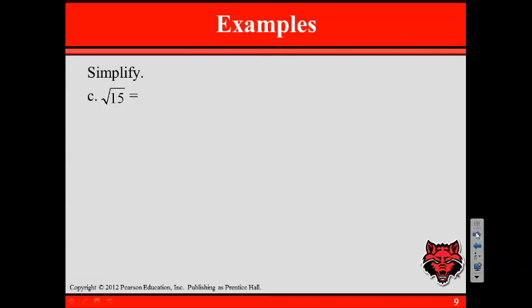Let's now try to simplify the square root of 15. Well, if we make a factor tree for 15, that breaks down to 3 times 5. We can see here we don't have any pairs of identical factors, so we can't break down the square root of 15. We'll just write it as square root of 15.